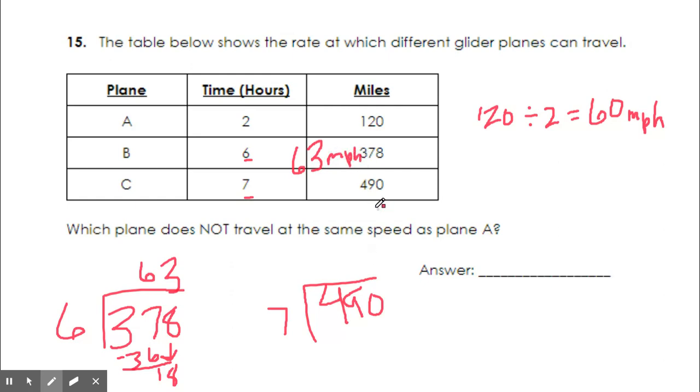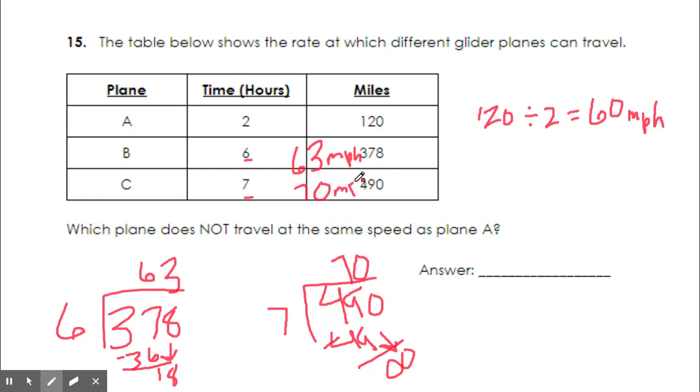For the 490, 7 goes into 49 7 times. Oh, this must be the one she was talking about. So that's 49. Subtract, I get 0. Oops, I'm having trouble with this. It goes into 0 times. So this one's going 70 miles per hour.